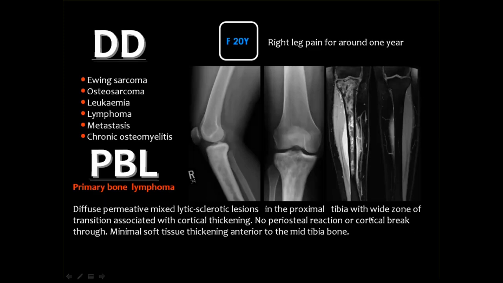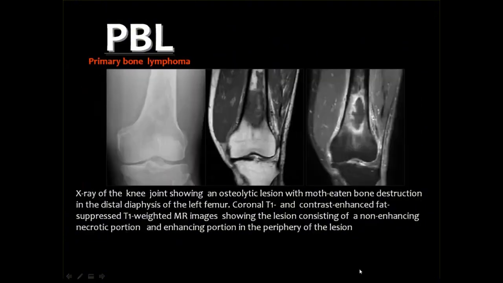Then here is a patient with a sclerotic lesion in the tibia, and she is a female, 20 years old, with leg pain. Then you got a sclerotic lesion, and the MRI showed extensive bone marrow infiltrative pathology with extraosseous soft tissue component. Then the diagnosis, as I have mentioned before, should include Ewing sarcoma and may also include osteosarcoma, leukemia, lymphoma, and metastases, as well as chronic osteomyelitis.